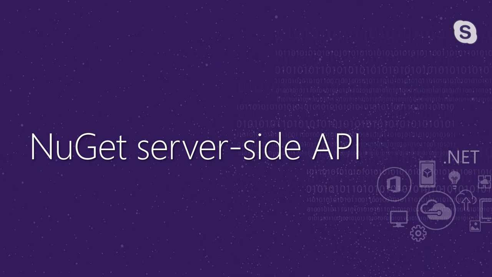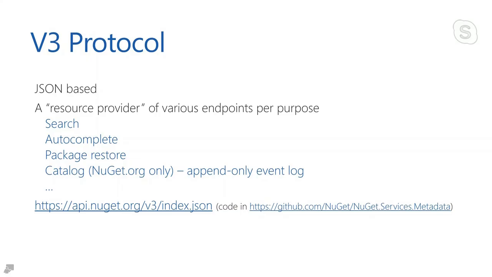So let's talk a bit about the NuGet server-side API. We've already seen that OData protocol, but there's also the new V3 protocol. And that V3 protocol is JSON-based, no longer OData, no more XML.